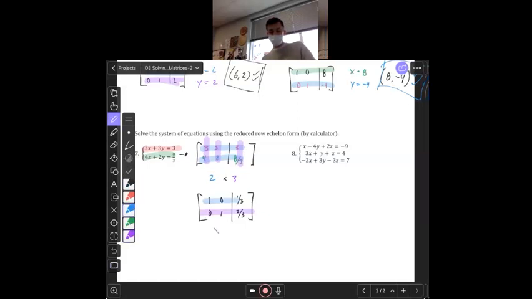So x equals 1/3, y equals 2/3. 1/3, 2/3 would be the location of that point.